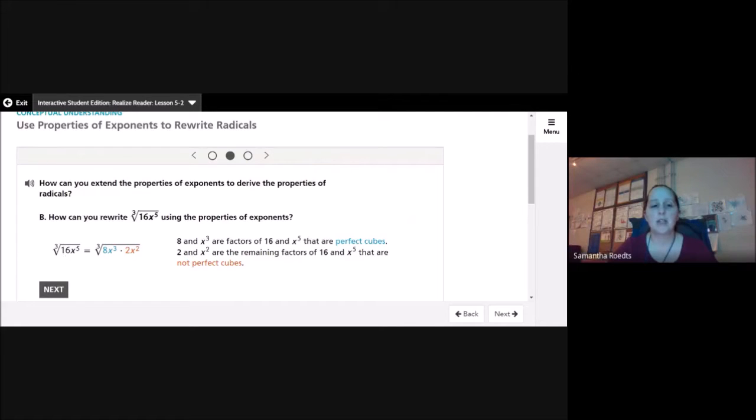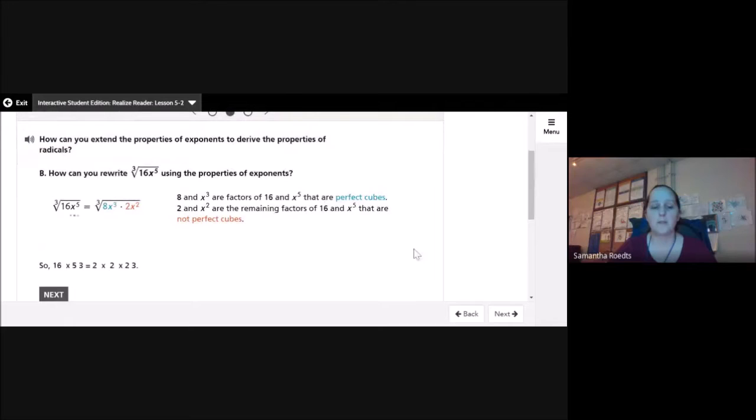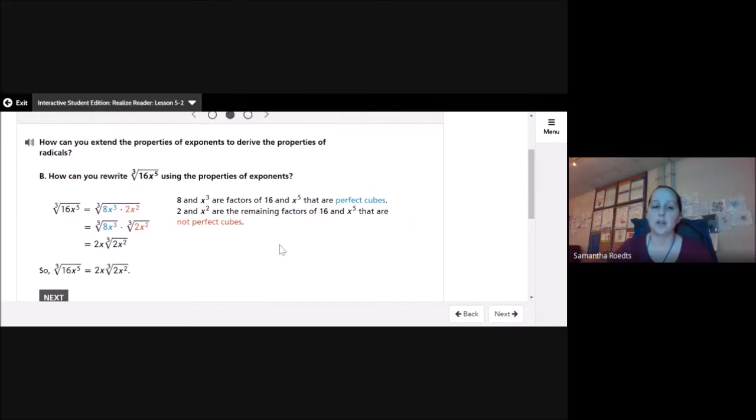Well, 16 times x to the 5th can be written as 8x cubed times 2x squared, because I know the cube root of 8 is a perfect cube. So 8 and x cubed are factors of 16 and x to the 5th that are perfect cubes. 2 and x squared are the remaining factors of 16 and x to the 5th that are not perfect cubes. So when I do that, this becomes 2x cube root of 2x squared. So the cube root of 16x to the 5th equals 2x times the cube root of 2x squared.